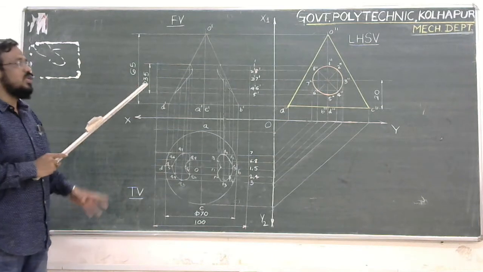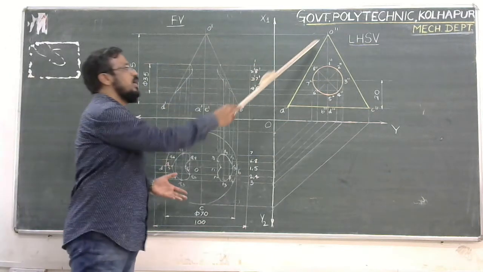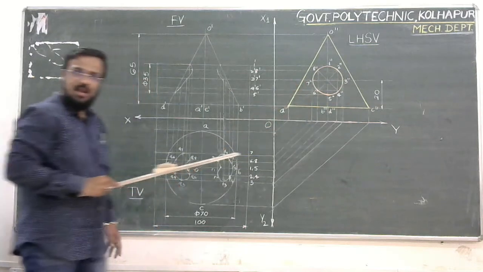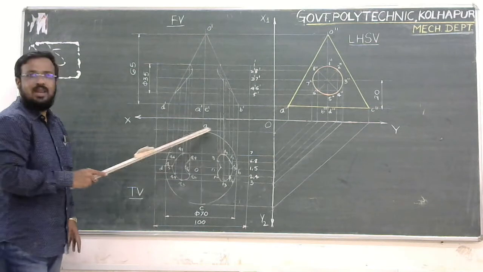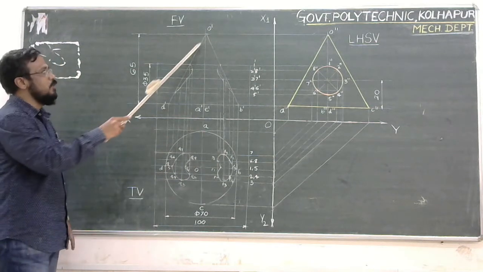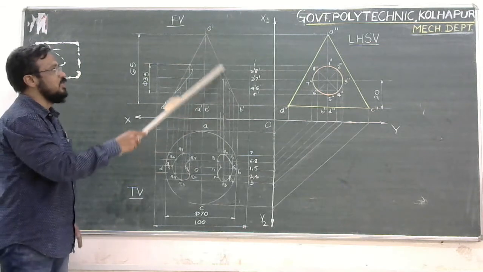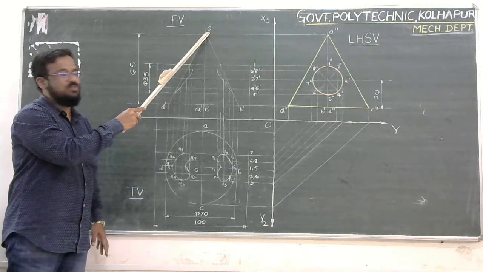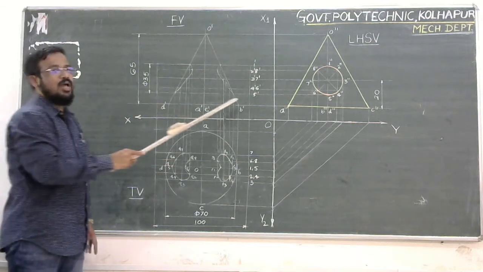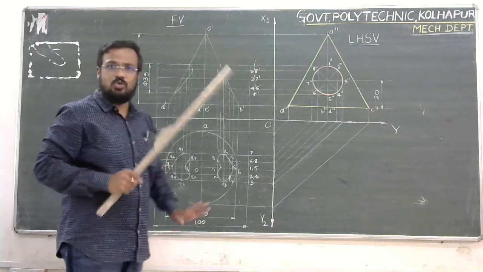So this cone is standing vertically. Standing vertically means in the side view, it will be in the form of a triangle. In the top view, it will be visible in the form of a circle. And in the front view, if you refer to these lines, O, D dash, B dash, I have mentioned the names. This is nothing but the front view of the cone, which is visible in the form of a triangle. Is it clear now? Now the positions are well understood.